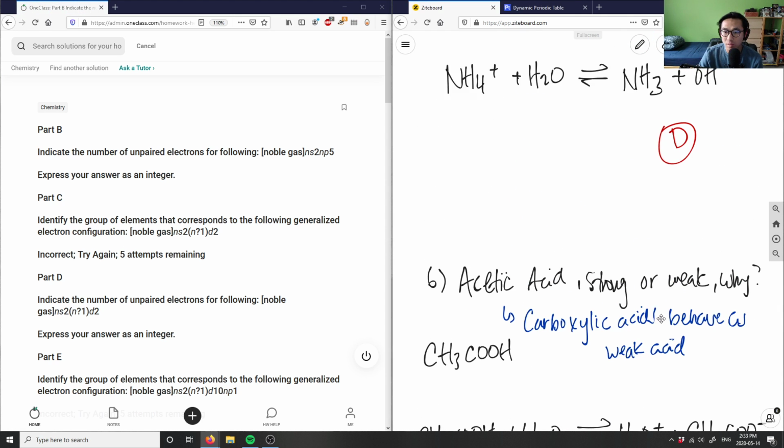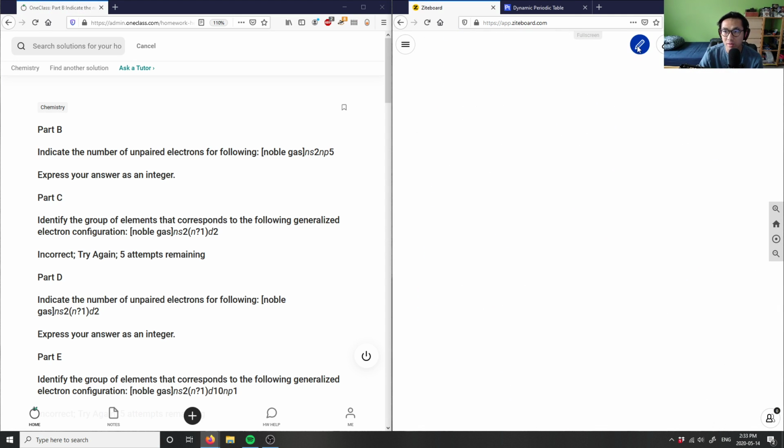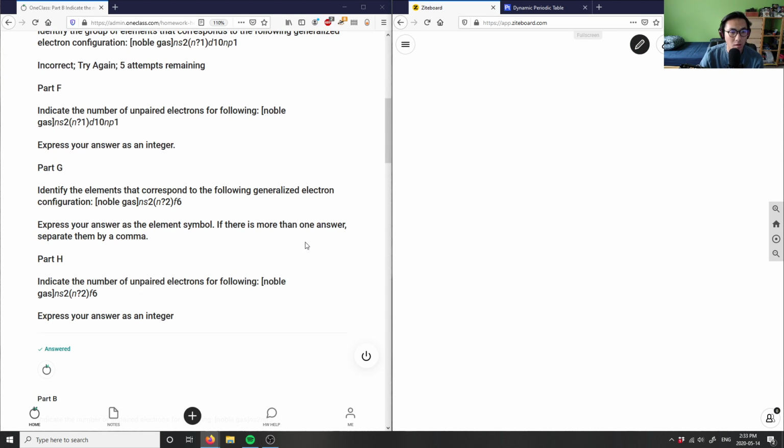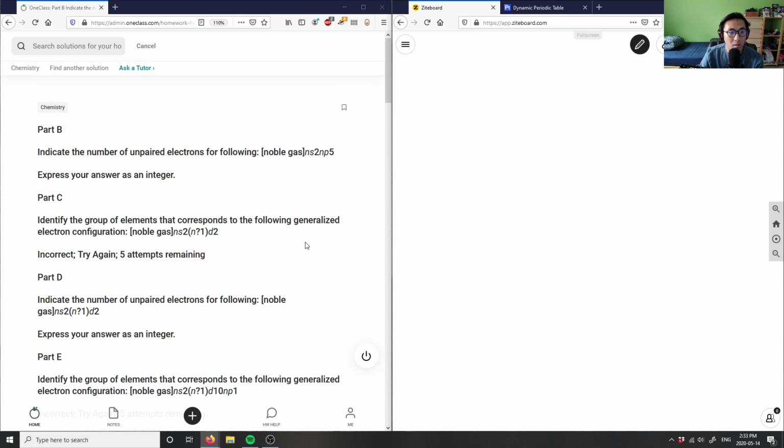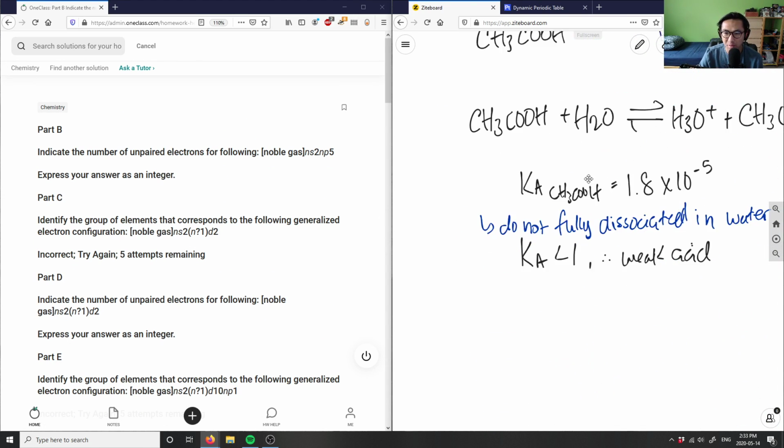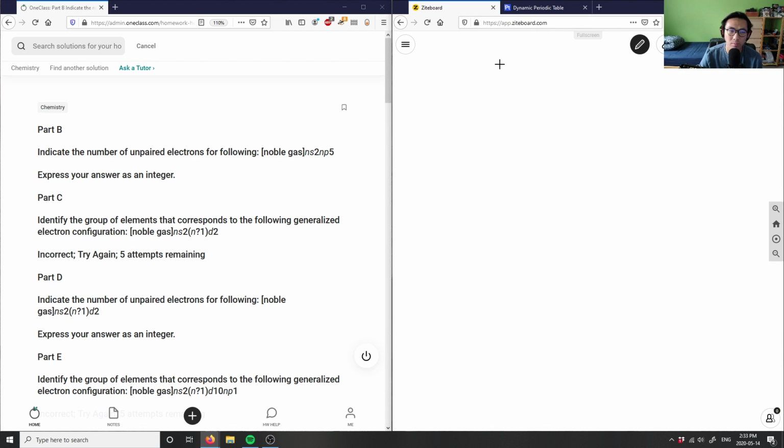Okay, that's number 6. Number 7, we're looking at a lot of, oh my gosh, there's a lot of problems here. I don't know if I can actually do all of them, but maybe I'll just scan the solutions for the sake of time, or maybe I'll do 1 or 2, and then I'll look at the solutions just to check if they're okay.